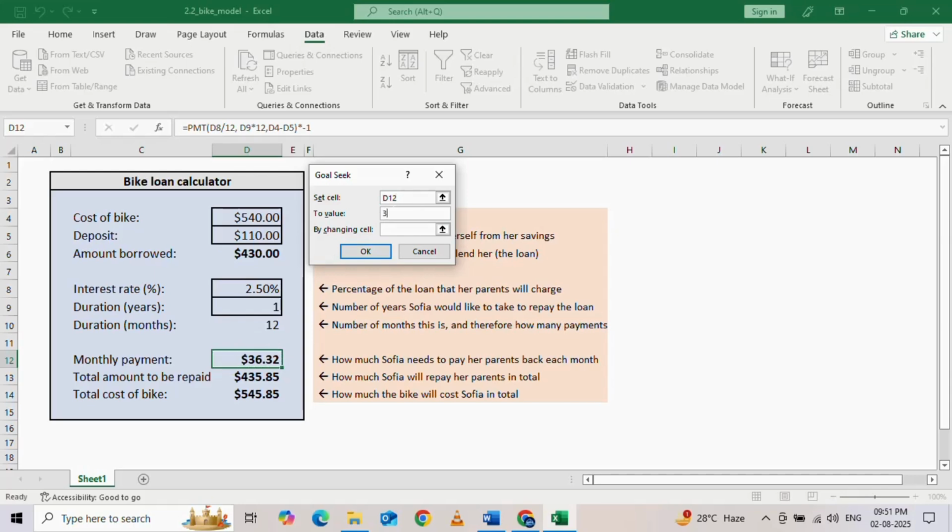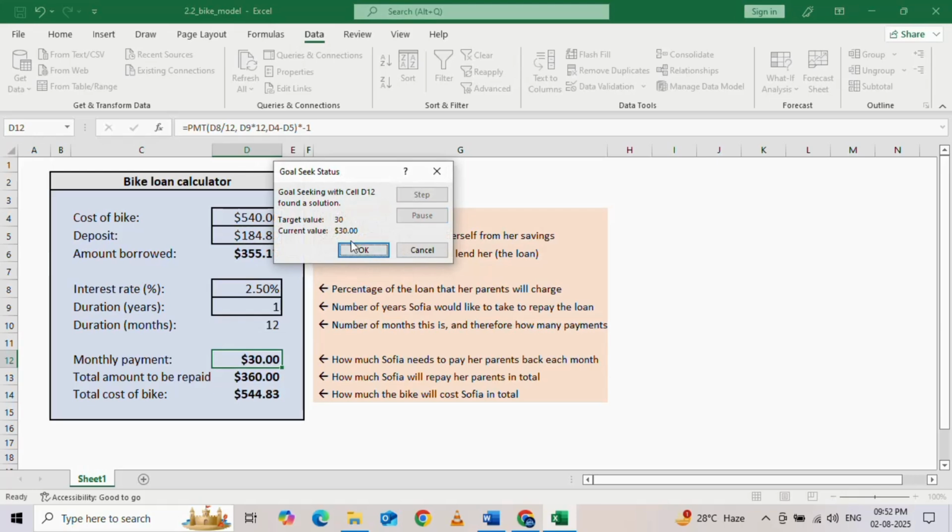Our goal is that the monthly payment Sophia could afford is only $30. And the changing cell, in which cell we could change the data, is this cell. Just select that, it will automatically take that reference. This goal seek will tell you what is the necessary change we need to make to achieve this $30 in 1 year. Okay, let's see that. Just click on OK, and it is showing you the results. Target value and the current value it is showing, and just click on OK.